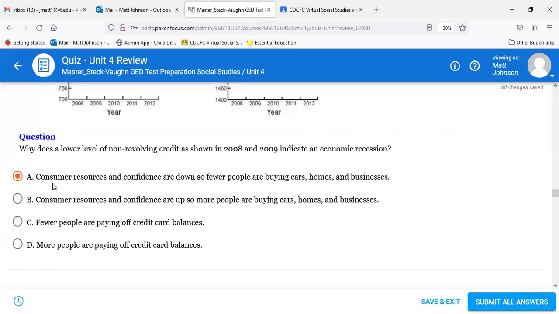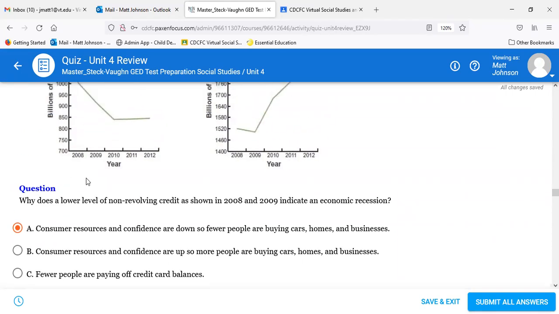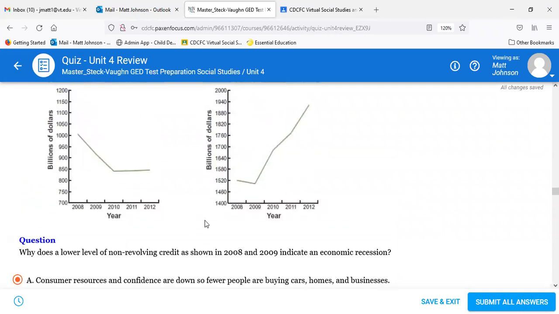Things are more expensive: the items at the grocery store, prices of gas. Hopefully you don't have to go get a car right now, because the prices of even used vehicles are so high. And so our consumer confidence is a little bit low, so you're not going out and using non-revolving credit.